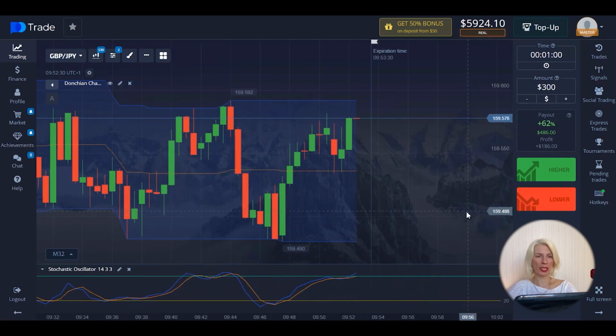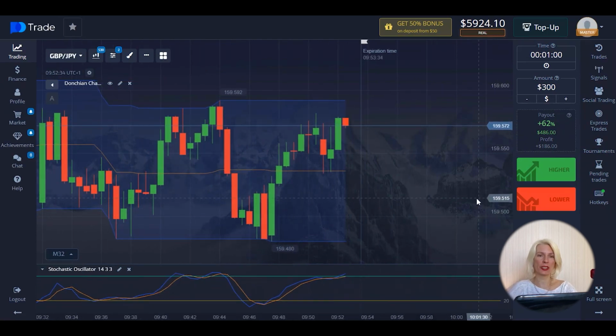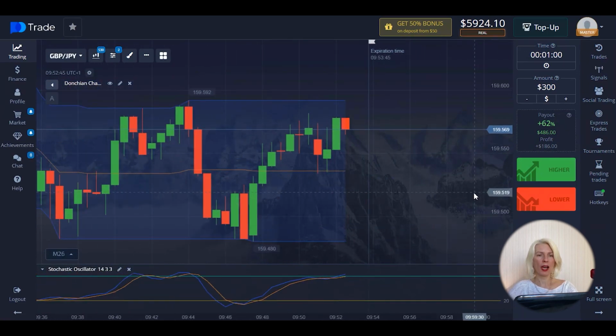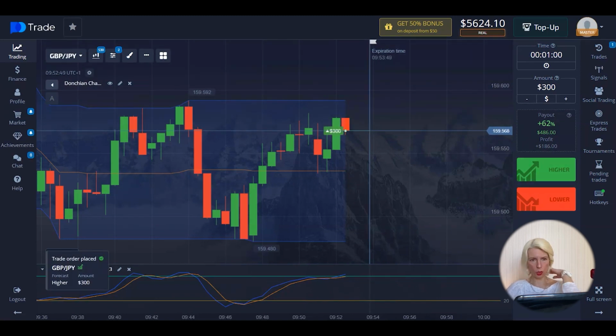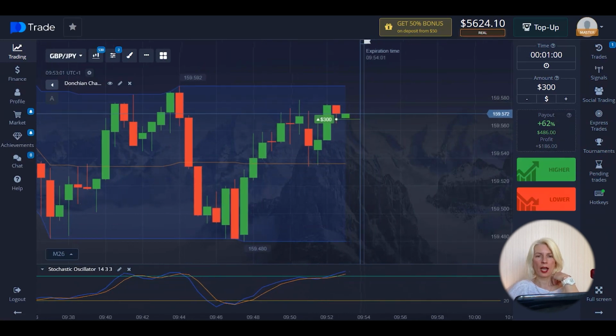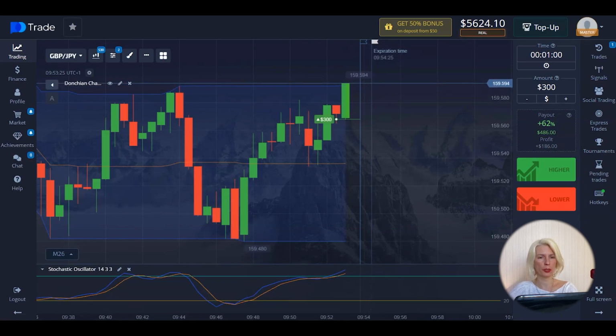The price is going up and it may move in different directions, and we see that the high at 159.60 has not been reached yet. I open a trade with an upside forecast. Today we're trading the currency pair British pound, Japanese yen, and we bet 5% of the deposit for 1 minute. When opening the trade, I also took into account the data from the stochastic oscillator indicator, where its reading reached 80 and continued to move up.